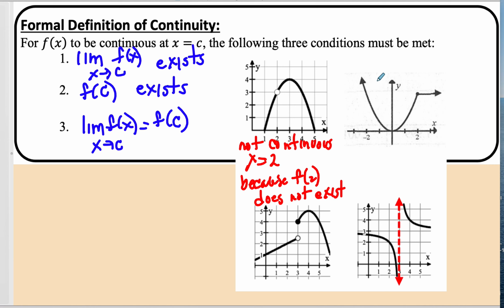Now, this next graph is continuous. There aren't any values where the definition doesn't apply.